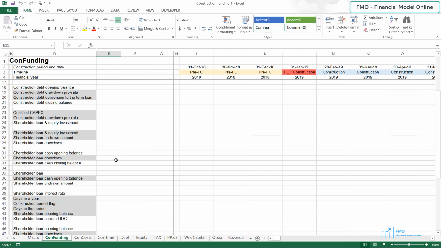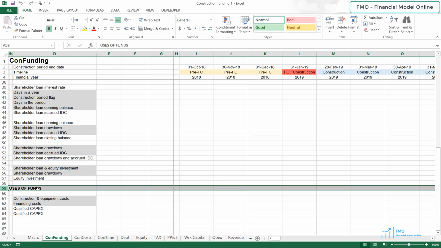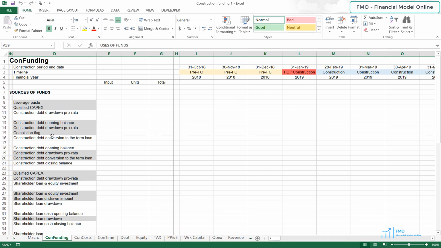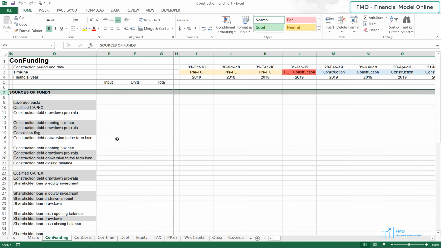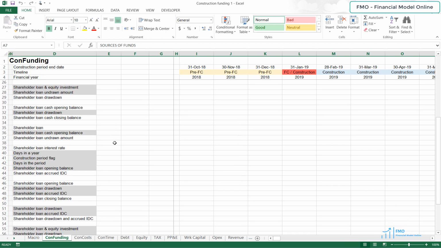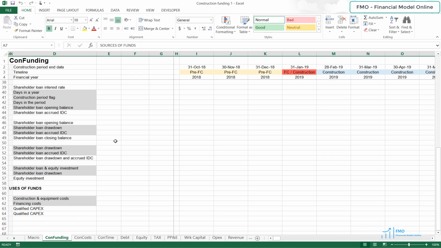In this lesson, we will do a brief overview of the uses of funds and the sources of funds for our project during the construction period. It is important that you think of uses and sources of funds as uses and sources of cash. So, what are these uses of funds?